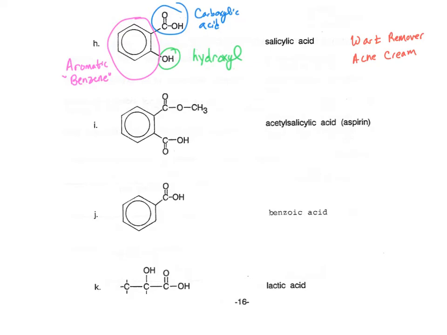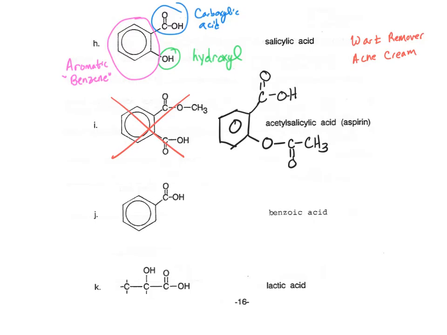Just below that, in letter I, we have a drawing that is incorrect. I'm going to replace it with the correct drawing. This is now acetylsalicylic acid, also known as aspirin. Hopefully you can see its relationship to salicylic acid and understand what happens as acetylsalicylic acid decomposes. It turns into salicylic acid. So old aspirin is actually turning into wart remover. A little bit weird, right?